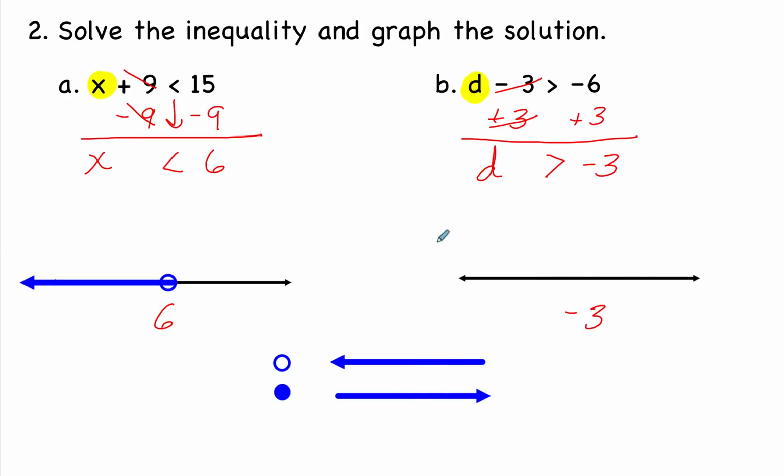The value is negative 3, and then we need to figure out whether it's an open or closed dot. There's no equal to with it, so it's an open dot. So I'll grab an open dot for negative 3. And it's going to point to the right. All the values that are greater than negative 3 are solutions. So my arrow will be pointing to the right.